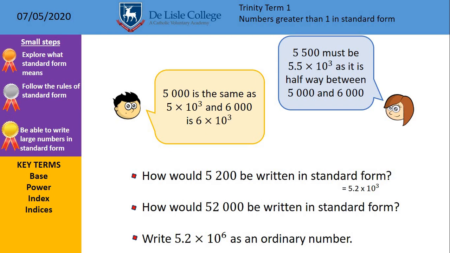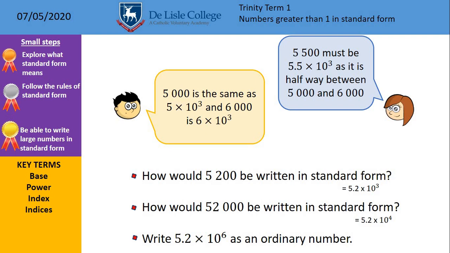52,000, we still need to take the 5.2, because that number must be between 1 and 10. So we do 5.2, but this time we've gone another multiple of 10 higher, so we need 5.2 times 10 to the 4. That decimal place has moved 1 extra position, 5.2 times 10 to the 4.